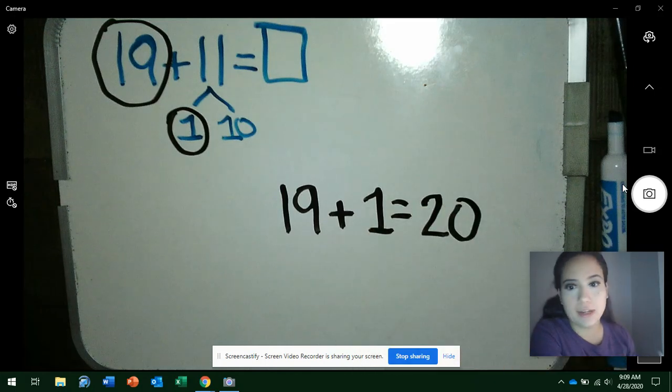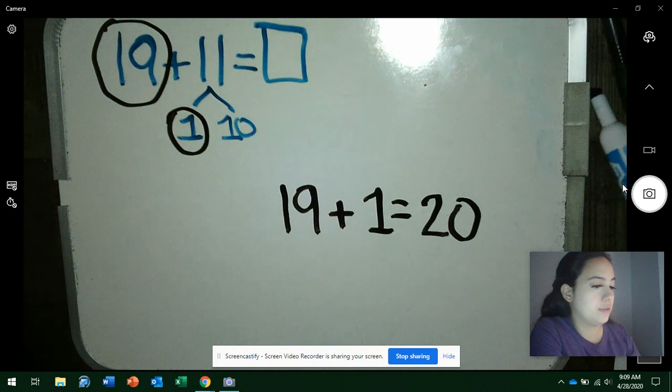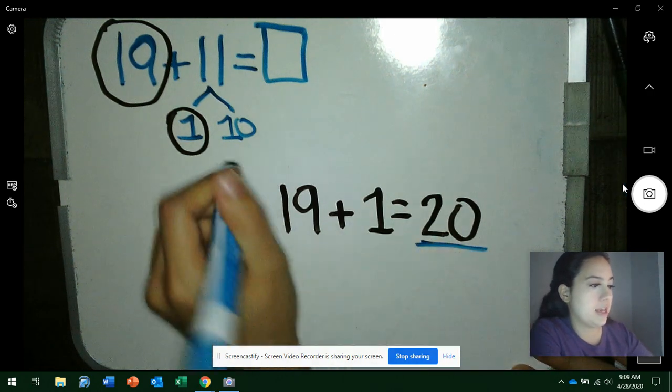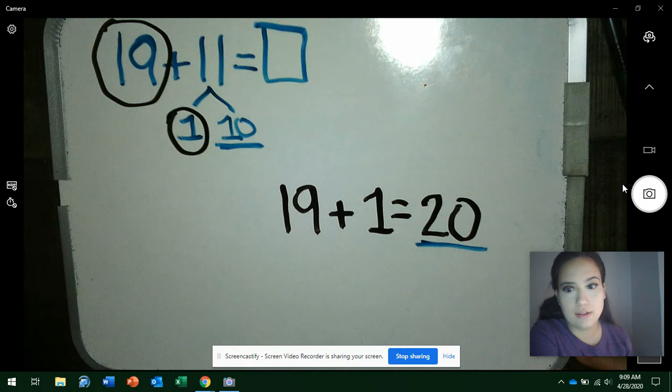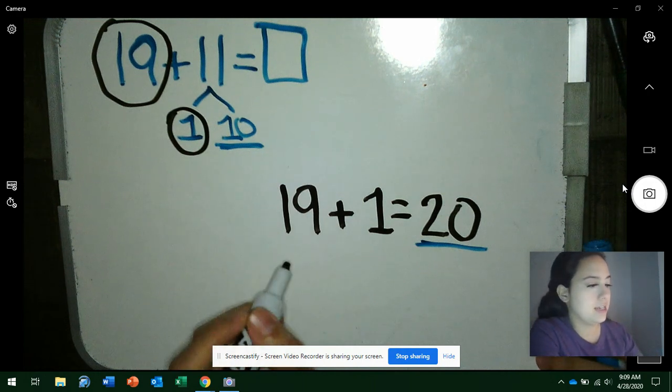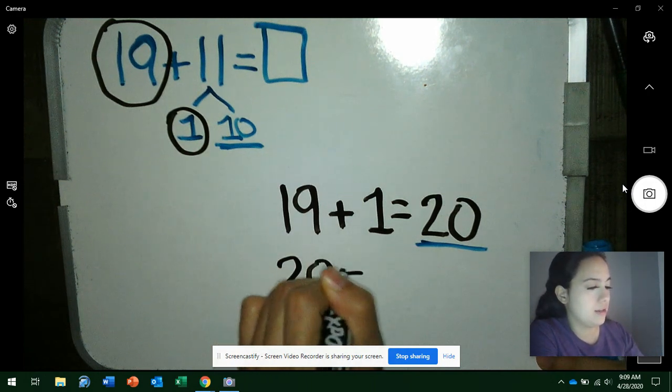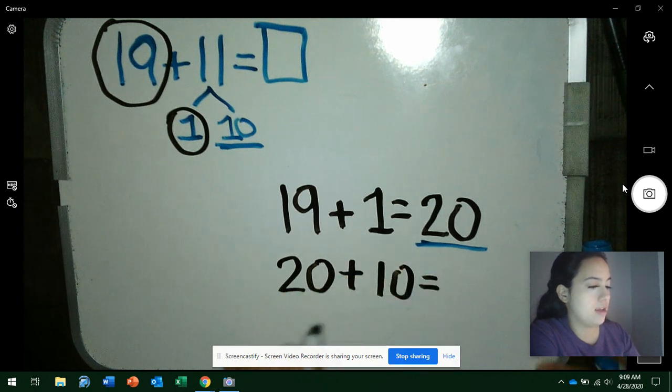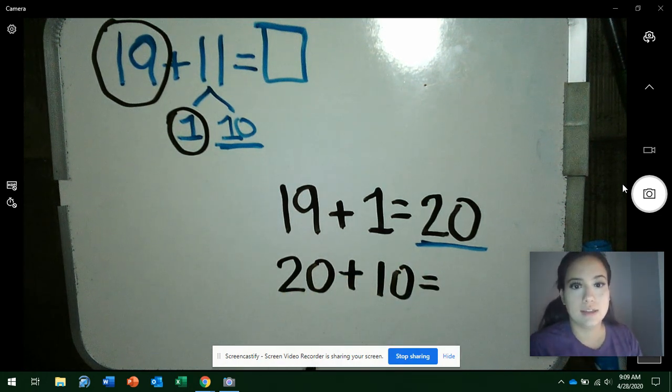So we write 20. Now we just have to add our leftover parts, just like yesterday, okay? So what are our leftover parts? Get ready. Yeah, our leftover parts are 20, and we can't forget about our 10 over here, okay? So that's our next number sentence. 20 plus 10 more is what number, boys and girls? Get ready. Yes, 30.